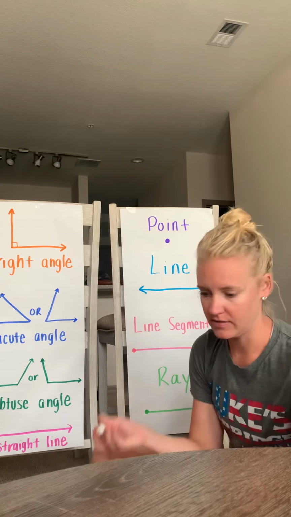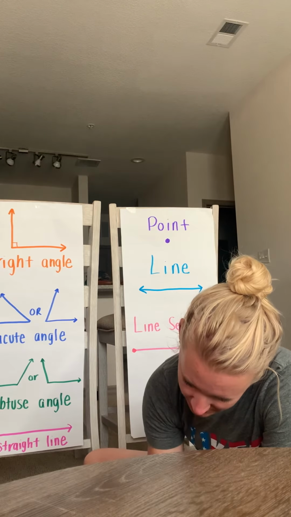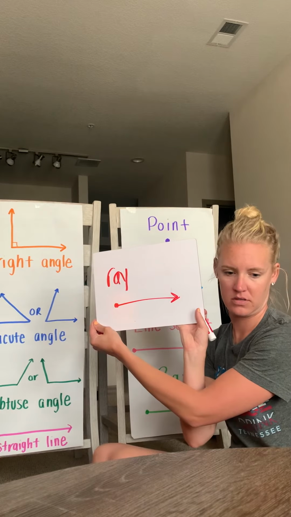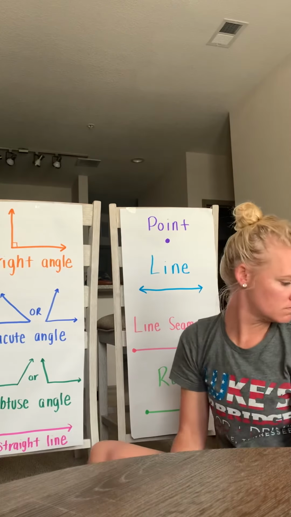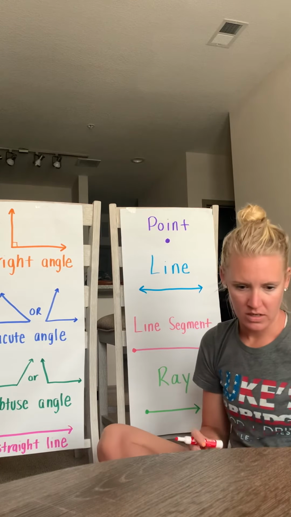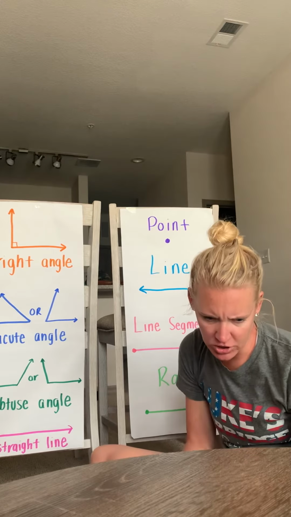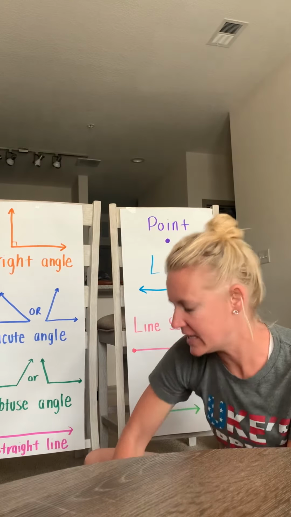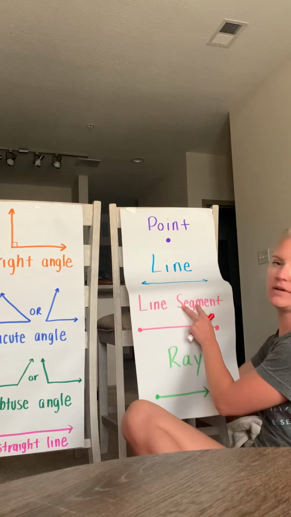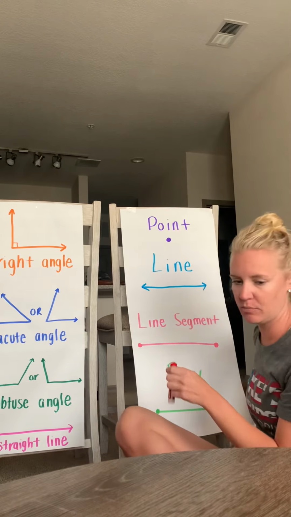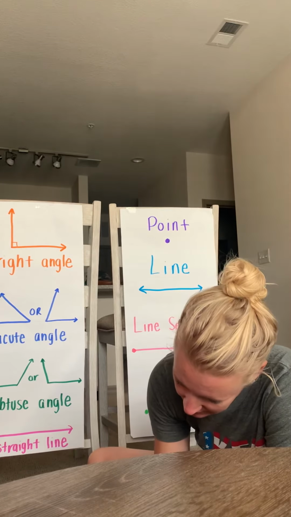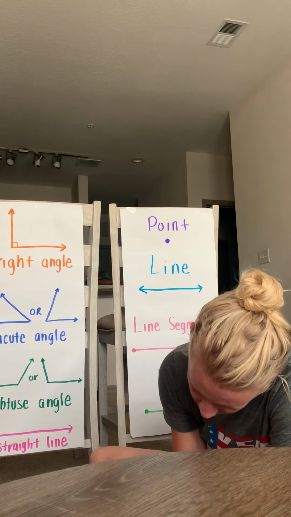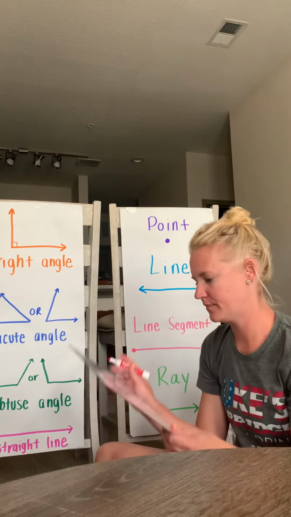So that would look like this. Ray, like that. Okay, next question. What geometric term describes a part of a line that has 2 endpoints? All right, which one of these has 2 endpoints? Well, right away, we know it's the line segment. Line segment has 2 endpoints. So you would write out the words line segment, and you draw your line with 2 endpoints, like that.